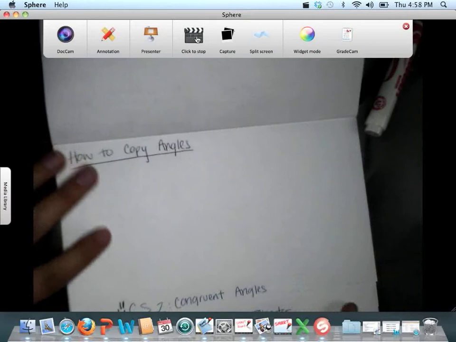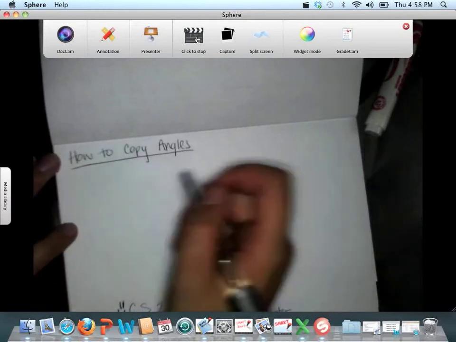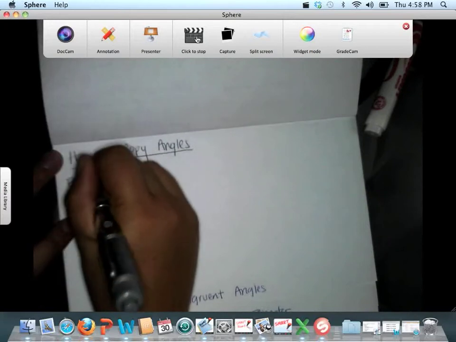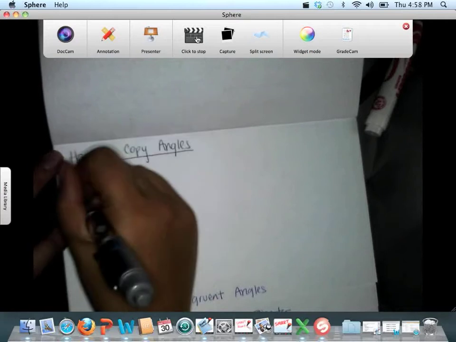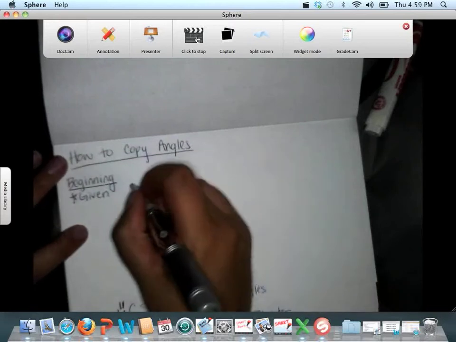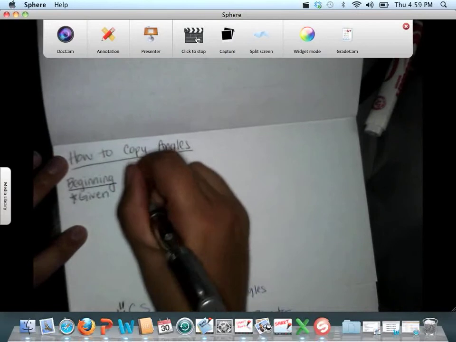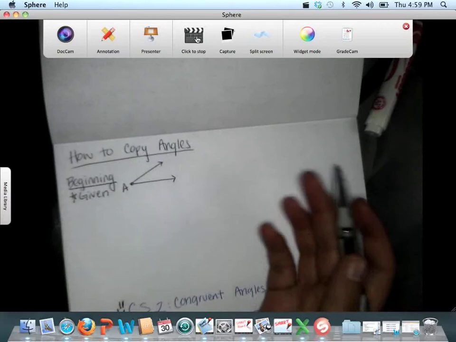Okay, so this is what it always looks like at the beginning. This is what they give you. They're always going to give you an angle. So I'm just going to draw any kind of angle, and we're going to call it angle A, okay? They're always going to give you an angle and ask you to copy it, because we are copying angles today.